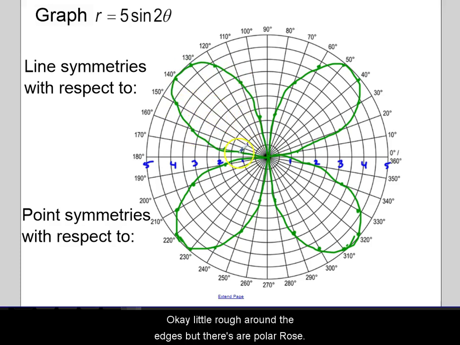Okay, a little rough around the edges, but there's our polar rose, and I don't think it looks horrible. Hopefully yours looks even better.